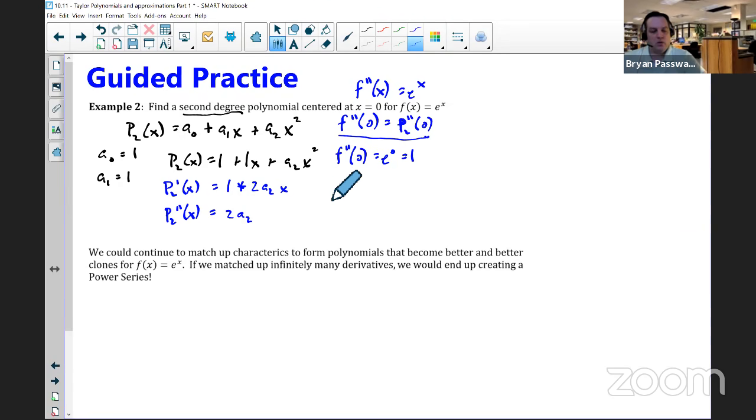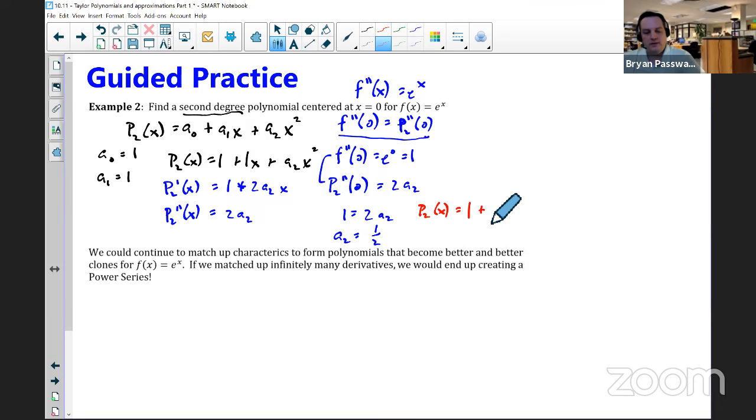And that needs to match up with p double prime of 0. Well, if I plug in 0 for my p double prime, we're plugging 0 in for x. Well, there is no x, so we just get 2a sub 2. And these two things have to match, right? We're cloning these things, we're pairing them up, and we're making sure that they have the same properties, which means that 1 has to be 2 times a sub 2, and then dividing by 2 tells me that a sub 2 is going to be 1/2. So now we found our a sub 2, which means our second degree polynomial that we just created would be 1 plus 1x plus 1/2 x squared, like that.